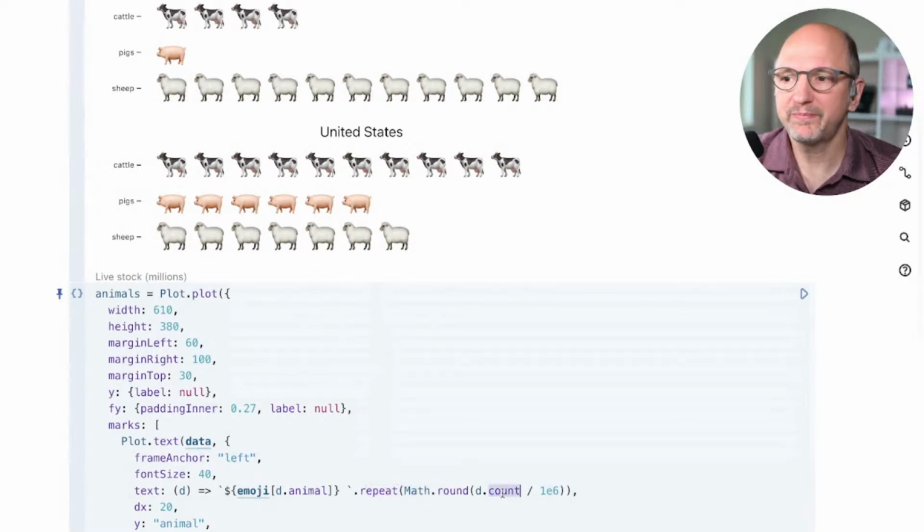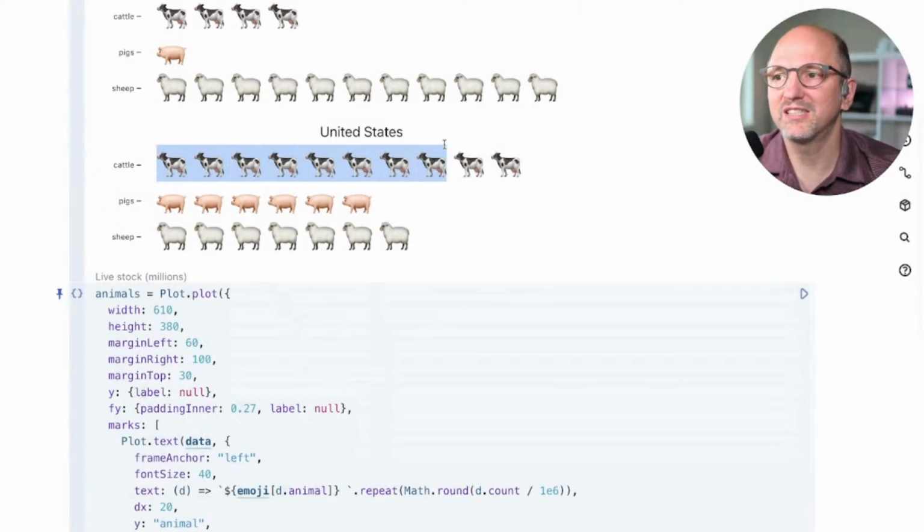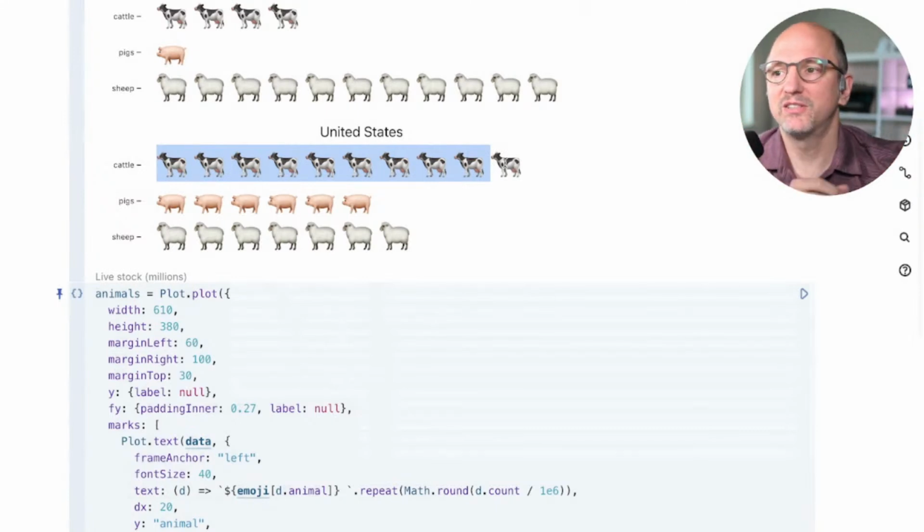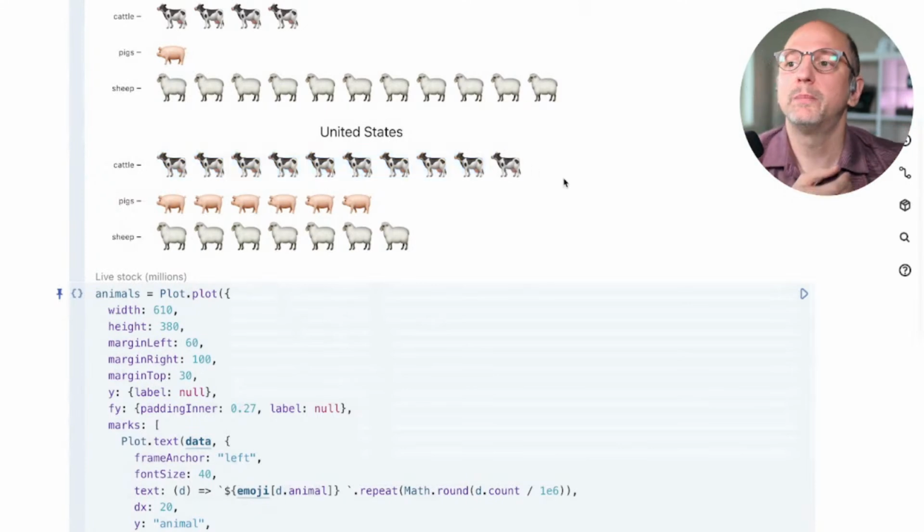So there's a number here that we divide by 1,000,000. So 1e6 means 1,000,000, 1 times 10 to the 6. And then this gets rounded, and then we repeat that as many times. So each complete, I can even select this, each bar, each animal type is one mark here because they are text marks. So they're hard to make in most tools, but they are an unusual chart type.